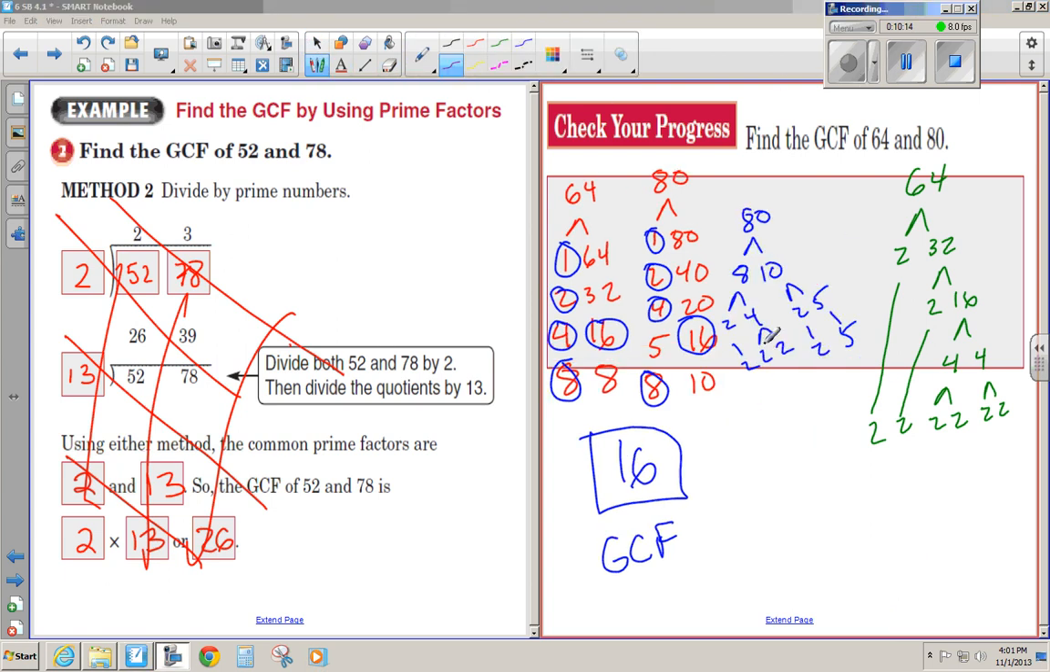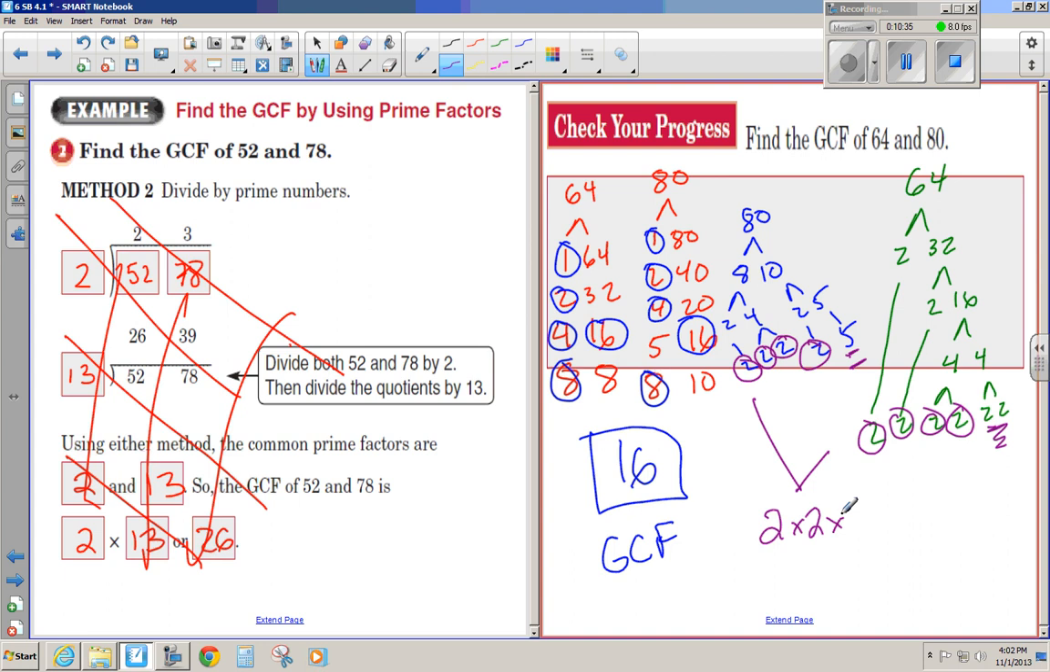All right, what we have now is here's a 2 in common with a 2, a 2 with a 2, a 2 with a 2, and a 2 with a 2. These ones are not in common, all right? They match up. And so together, we have 2 times 2 times 2 times 2, which is 16.